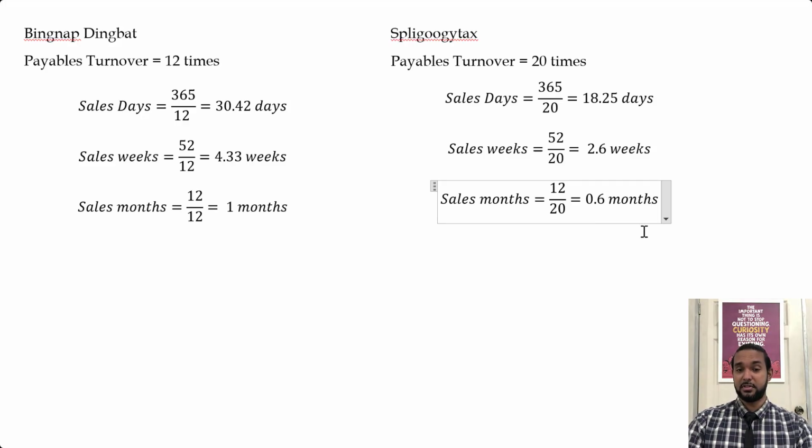So it looks like Googie Tax is doing better in terms of repaying faster than Bing Nap Dingbat. And of course, you'll take it into consideration with the ratios from above as well, right? It's also collecting money from its debtors faster than Bing Nap Dingbat was. Okay. All right. Okay, guys, so there you have it. Those are the efficiency or activity ratios.